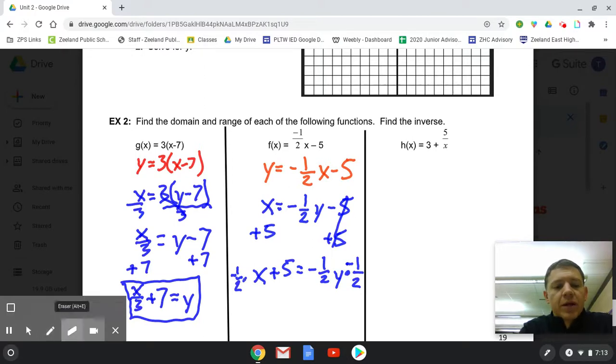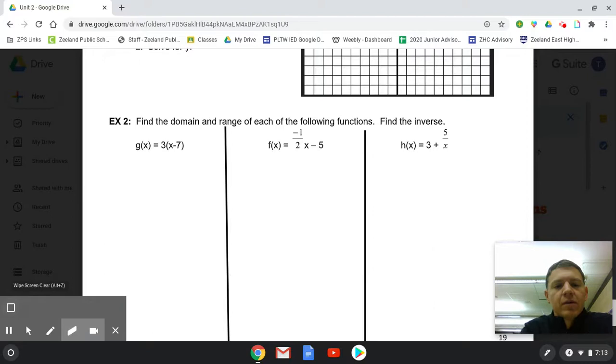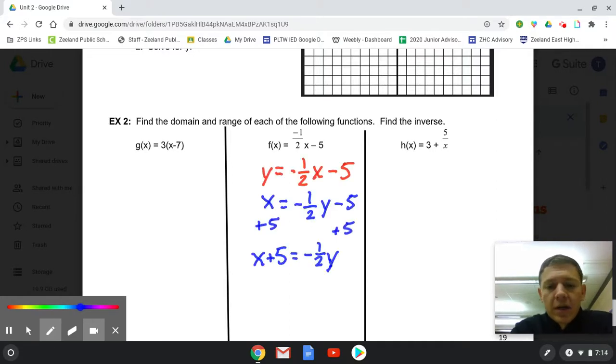Excuse me, let me go back. Not negative 1/2, negative 2. Hold on while I get all of our work back that we just did. Okay, all the work's back. I accidentally erased everything. But we don't want to multiply by negative 1/2. We want to multiply by the reciprocal. Okay, so I want to multiply by negative 2 over 1.